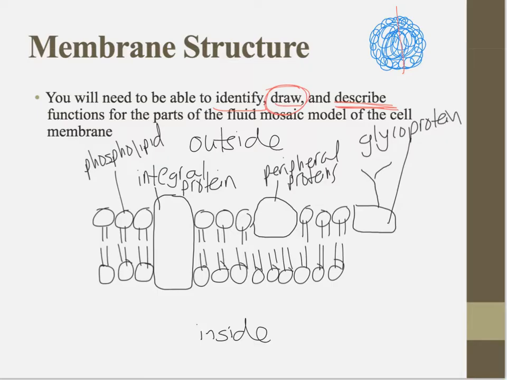We use these a lot for cell recognition. These are kind of like name tags for the cell. Every cell is going to have a different pattern of these so that they can recognize each other, especially important in the immune system. It's important to know if those cells belong in our body or if they don't. Okay, so here's some more phospholipids.